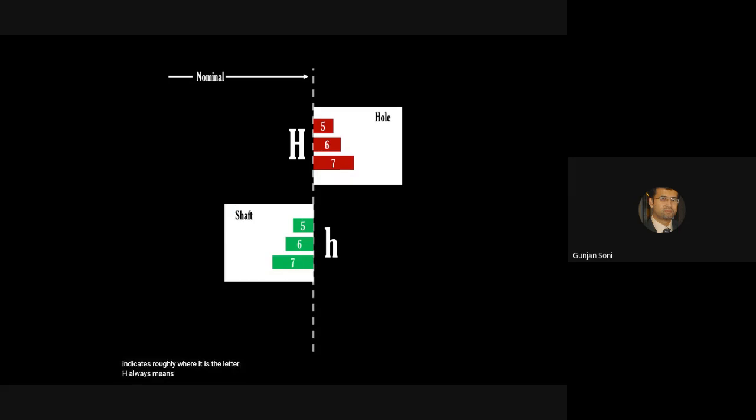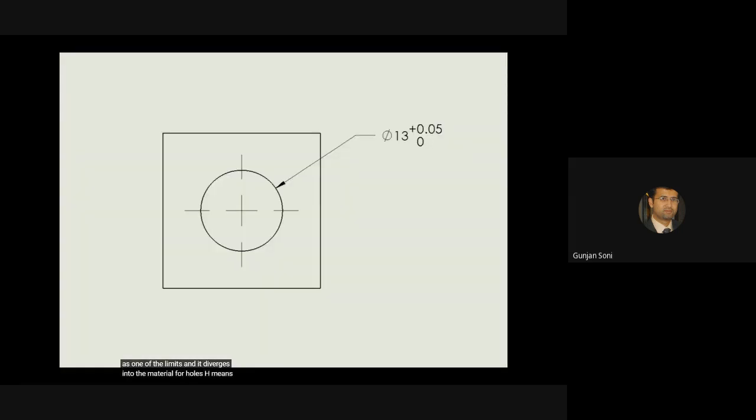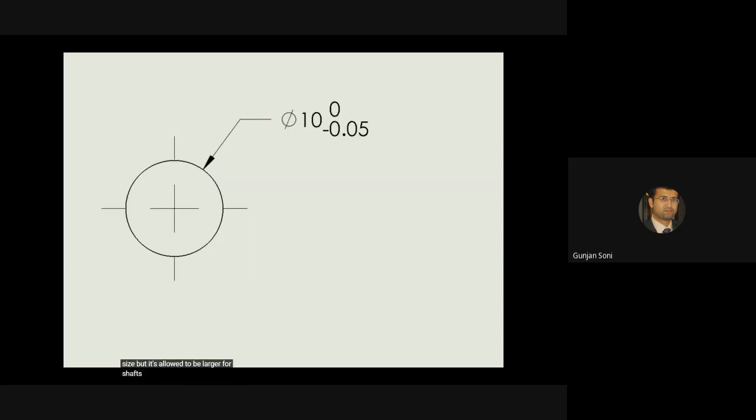The letter H always means that the specified tolerance zone includes the nominal size as one of the limits, and it diverges into the material. For holes, H means the smallest the hole can be is the nominal size, but it's allowed to be larger. For shafts, H means the largest the shaft can be is the nominal size, and it can only be smaller.